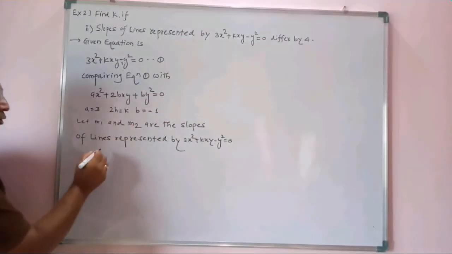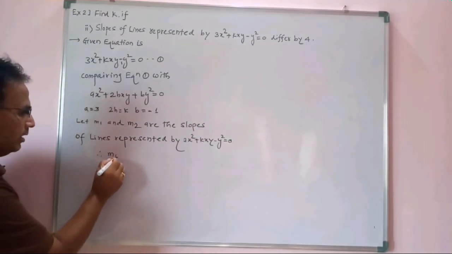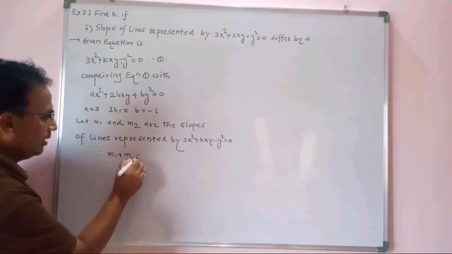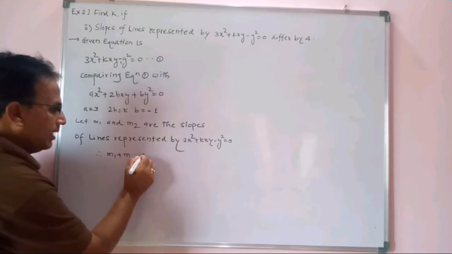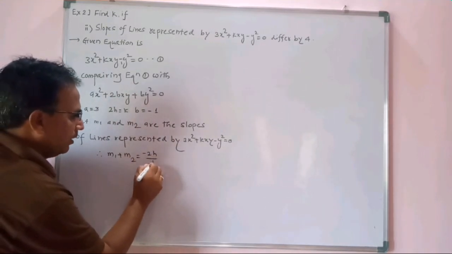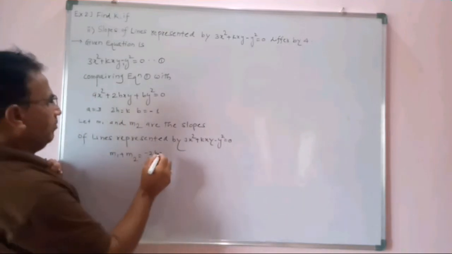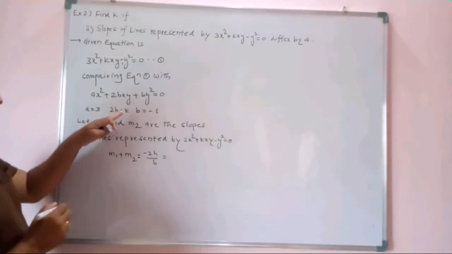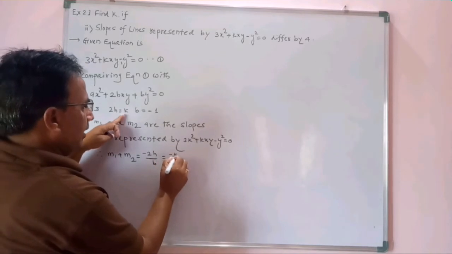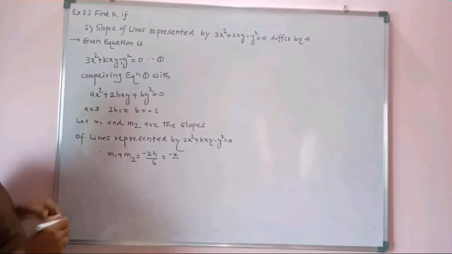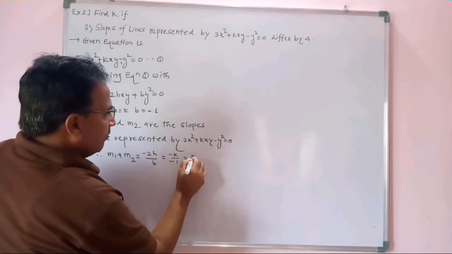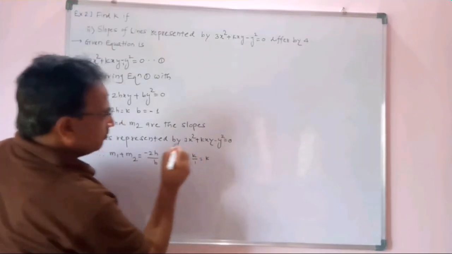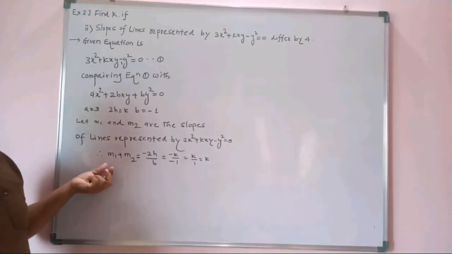Therefore, the sum of the two slopes, m1 plus m2, equals minus 2h divided by b. The value of minus 2h is k. This is minus k divided by the value of b, which is minus 1. Minus k divided by minus 1, the minus signs cancel. Therefore k by 1 means k. So m1 plus m2 equals k.